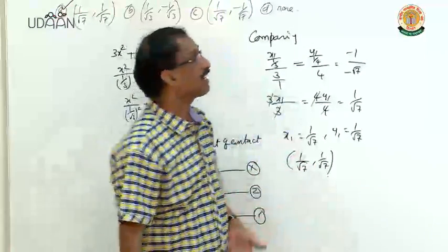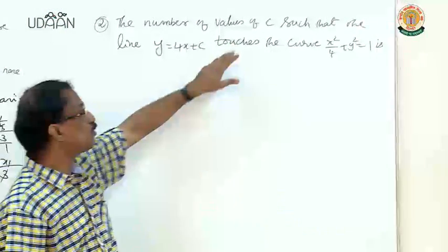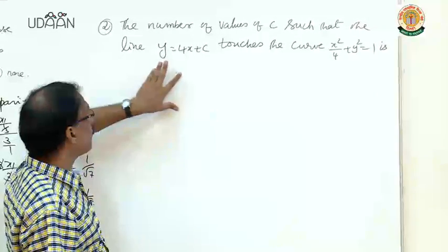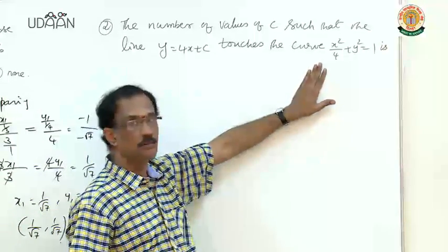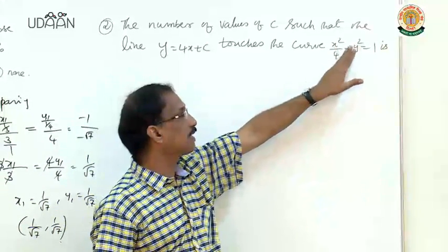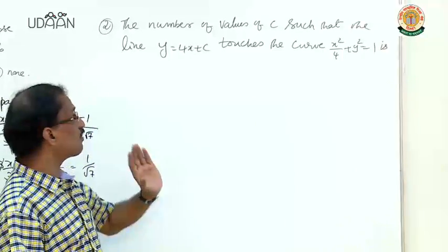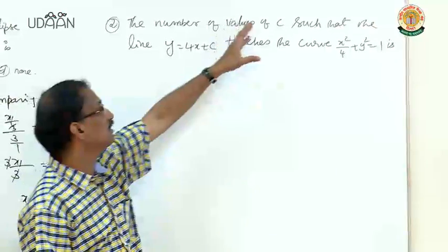अभी अगला एग्जाम्पल में क्या बताते हैं? The number of values of c such that the line y equal to mx plus c touches the curve x square by 4 plus y square equal to 1 is what? Now what we have to see is how many values we will be getting for this c.